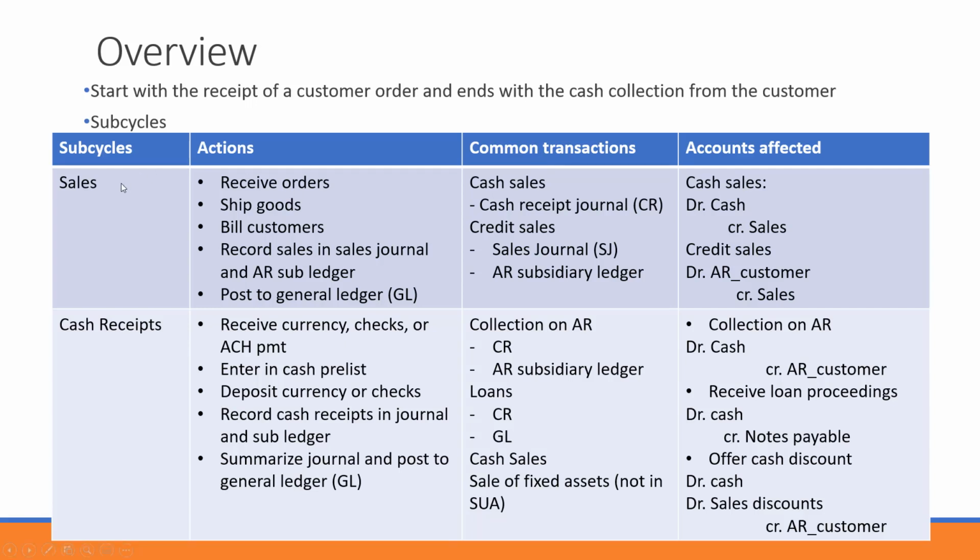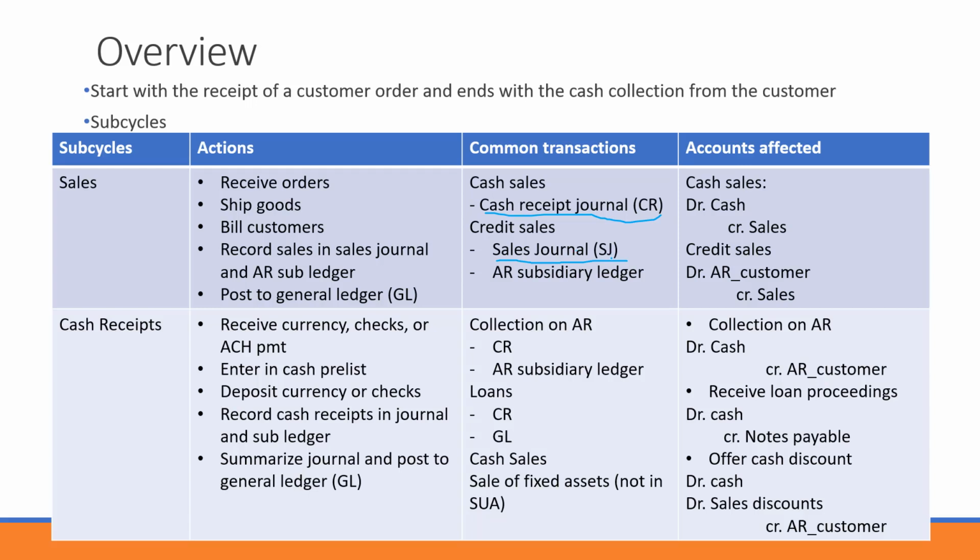So the sales sub-cycle is when you process the sales. The common transactions that involve this cycle are cash sales and credit sales. For these 2 types of transactions, we're going to record them in 2 different special journals. For cash sales, we're going to record it to the cash receipt journal. For credit sales, we're going to record it to the sales journal. Both are special journals. Oftentimes, the sales journal is called the credit sales journal.